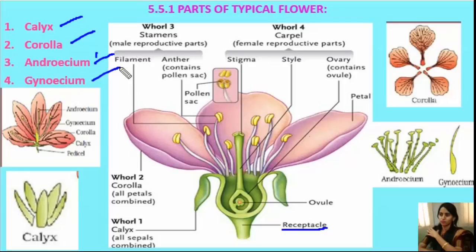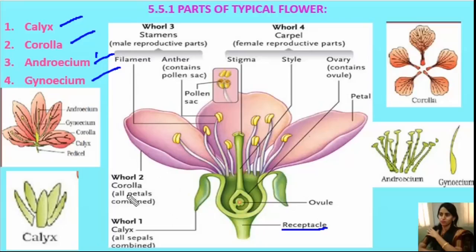A typical angiospermic flower consists of all these four whorls, that is calyx, corolla, androecium and gynoecium. The calyx is the outermost whorl. The individual member of the calyx is known as sepals, and such sepals combine to form one whorl, that is known as calyx.